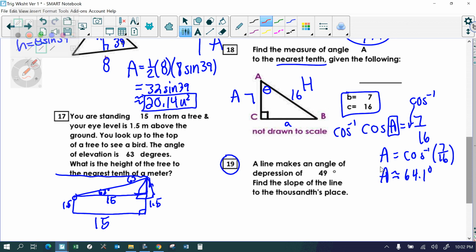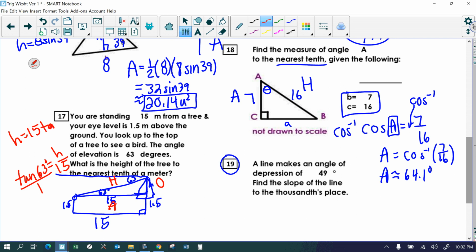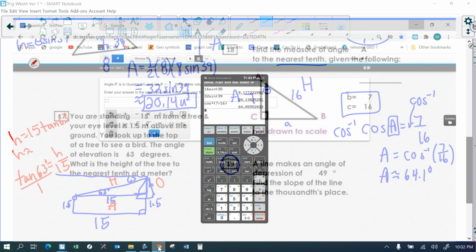The opposite side and the adjacent side, because here's my hypotenuse. So opposite over adjacent is tangent. So the tangent of 63, remember next to the trig function is always an angle measure. The opposite is h over the adjacent is 15. Cross multiply and you get h equals 15 tan 63. Very easy. That's the exact answer, but we're going to the nearest tenth. So now I put in 15 tan 63 in the calculator.